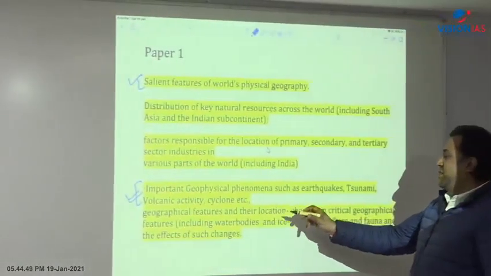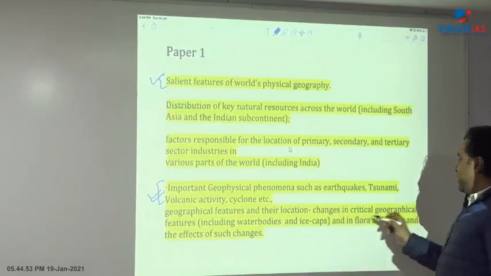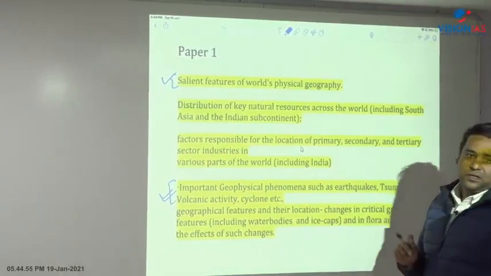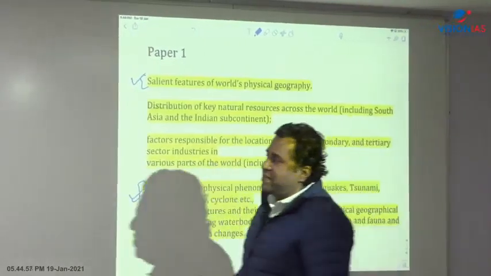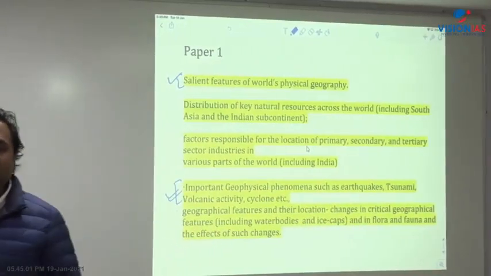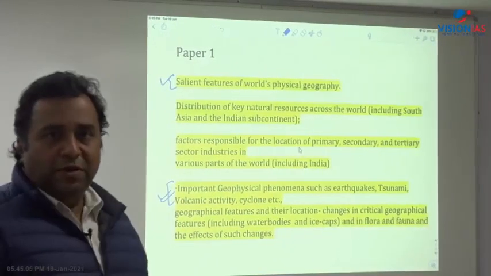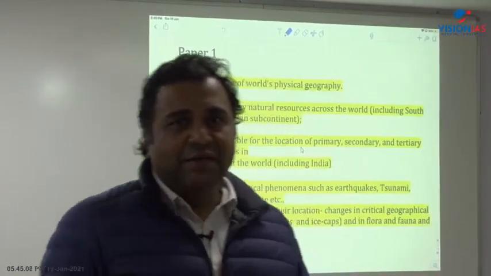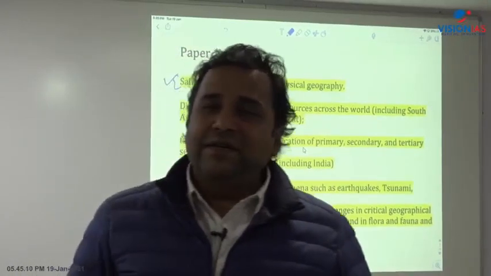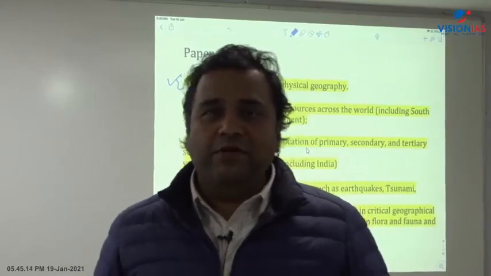So, geographical features and their location. Where are they taking place? Next, changes in critical geographical features. Now, when I say critical, what is critical on the earth? Critical means something which is game changer. Yes or no? Something which is very game changing kind. So many times we say we are in a critical situation. What does that mean? We are in a game changing situation. We either go this way or we go that way.